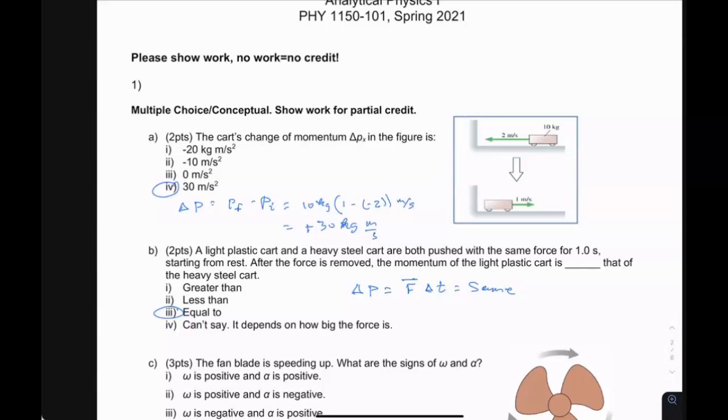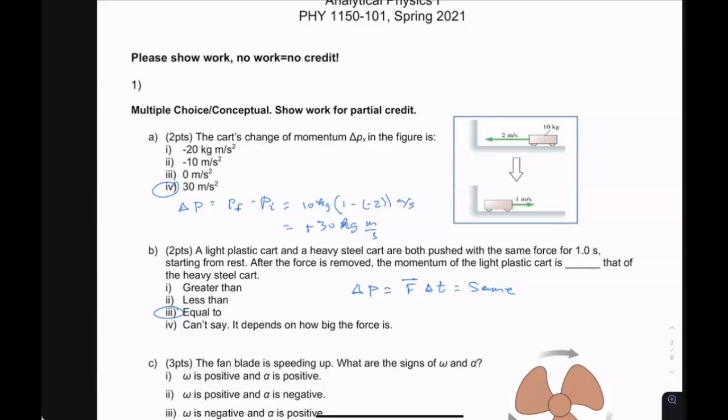This is a review of the first question in Exam 4. The first question is multiple choice, conceptual. Show work for partial credit. In Part A, in the figure, a cart's change of momentum is asked for.